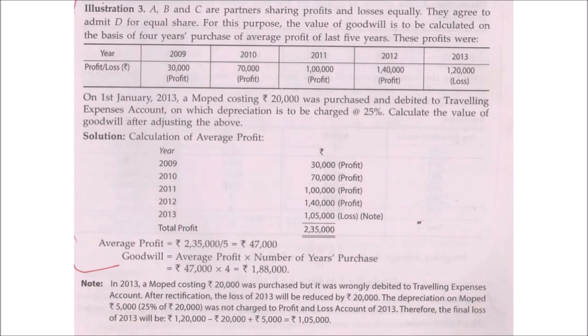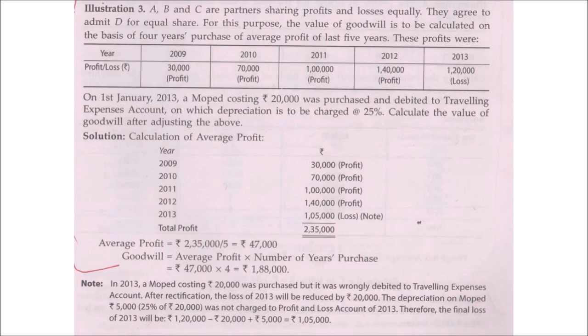Okay, now we can see the amount of profit for the year 2009. It is 30,000, 2010 70,000, 2011 1 lakh, 2012 1,40,000, and 2013 1,05,000. Whenever we are adding this amount, first 4 amounts we are adding. From that total, we are subtracting the loss. Then the total profit will be 2,35,000. That is the total profit.